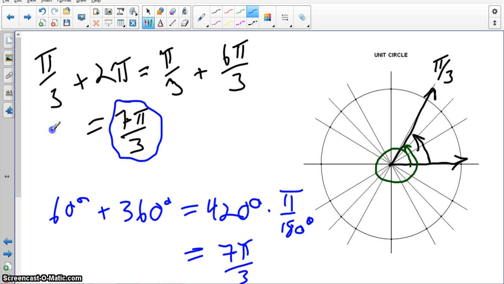So if you want to cheat, if you want to convert, which I didn't show, because 2 pi and 360 are the same, you get 420, you convert by multiplying by pi over 180, and you should get the same answer. That's okay. I'm a little disappointed, but there you go. So 7 pi over 3 is at the same spot. It is coterminal. All right. This is also 7 pi over 3.